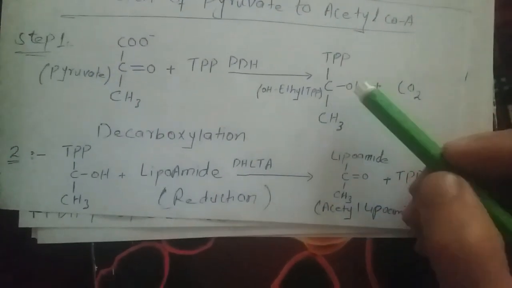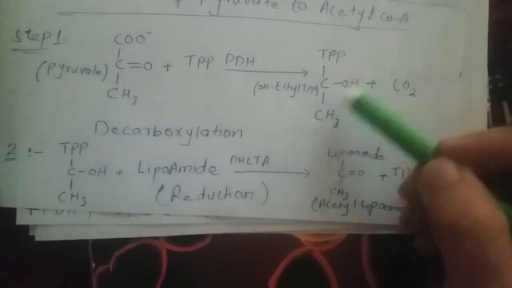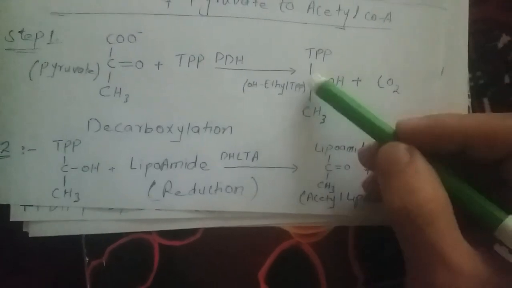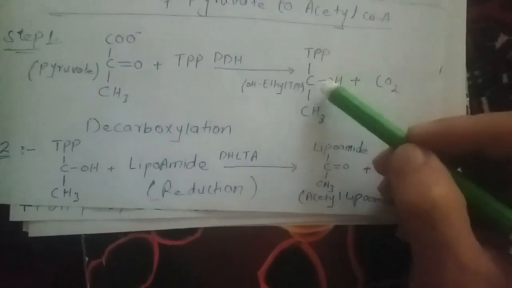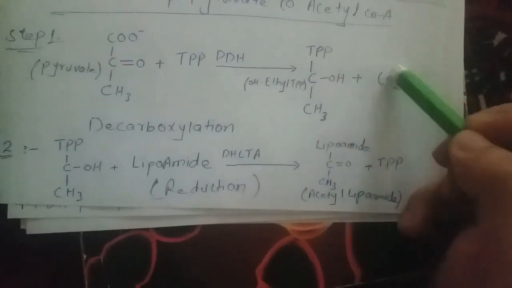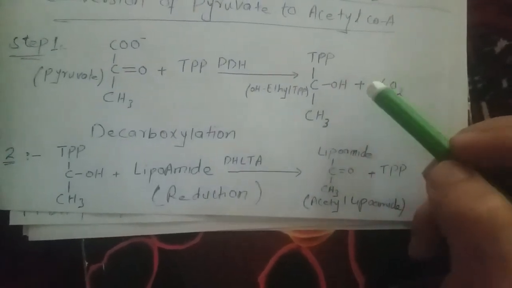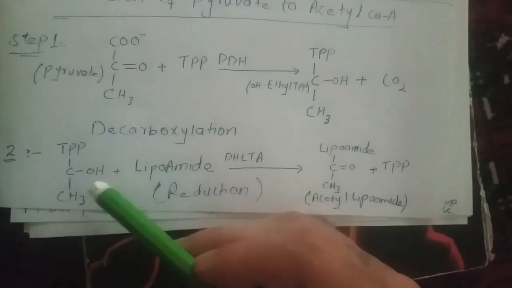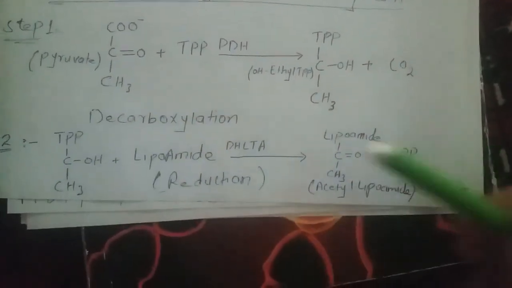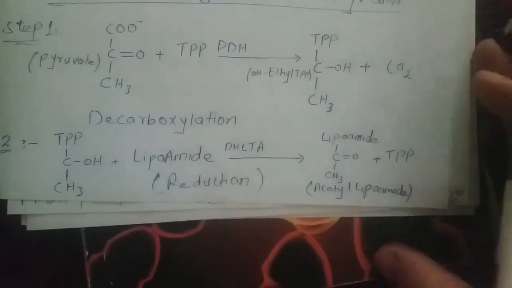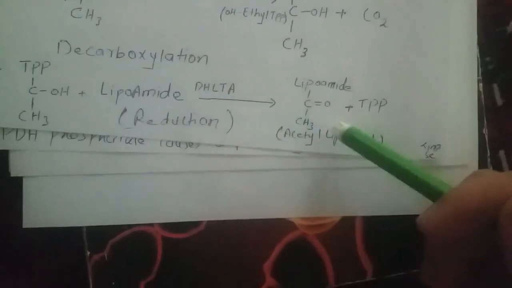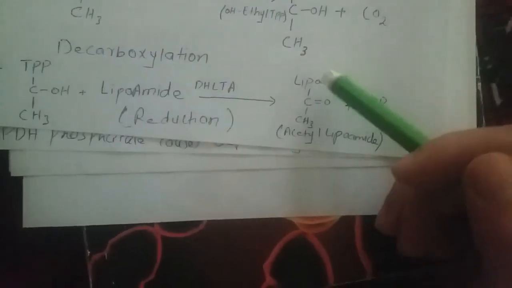The compound formed will be called hydroxyethyl TPP. Because it contains two carbon atoms, it is an ethyl. Hydroxyethyl TPP is formed in the first step and carbon is removed as carbon dioxide. In the next step, the hydroxyethyl TPP will combine with lipoamide, and the enzyme working here is dihydrolipoyl transacetylase, also known as E2, and the compound formed will be acetyl lipoamide.